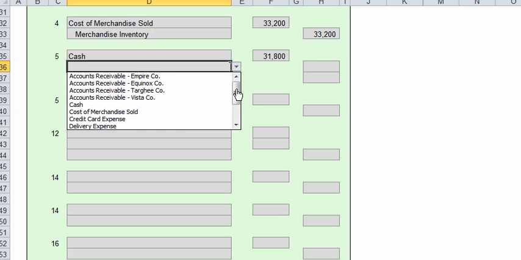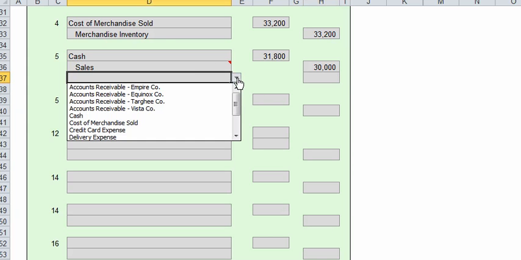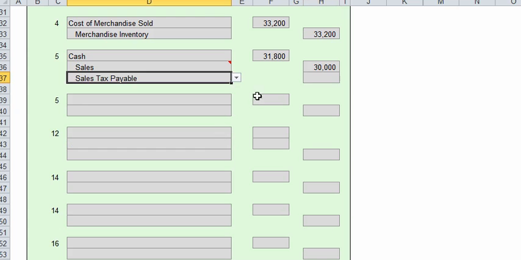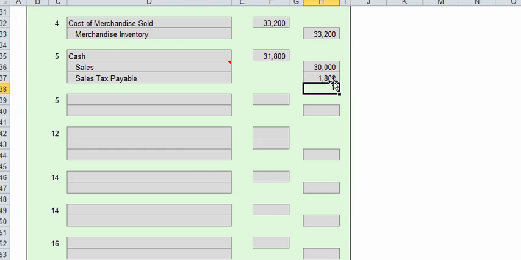We'll credit sales to increase the revenue account by the amount of the actual sale, which was $30,000. And then we'll credit the liability account sales tax payable to increase its balance for the difference, $1,800. But let's calculate it out. It's going to be equal to $30,000 times 0.06. There we go, $1,800 either way. So it's a good way to check it. Add these two, should come back to your debit.